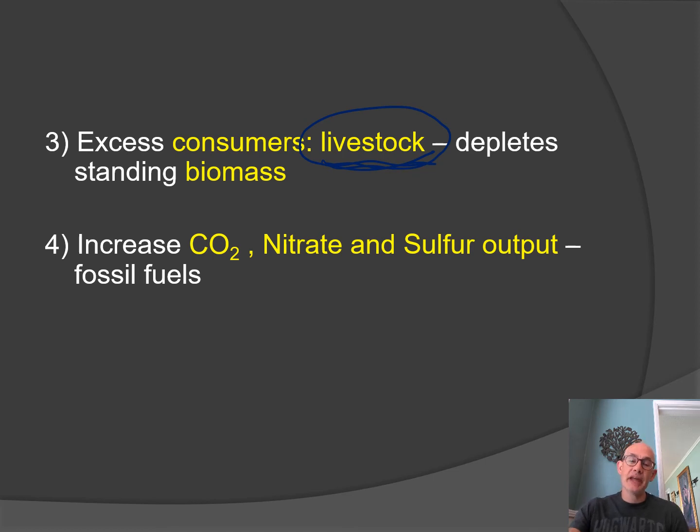as we are doing everything, we are using fossil fuels for our energy production. So we get lots of CO2 in the atmosphere, nitrates and sulfur output. These will contribute to acid rain, which can affect the soil and the water quality. And they can also contribute to global warming, which can lead to climate change.